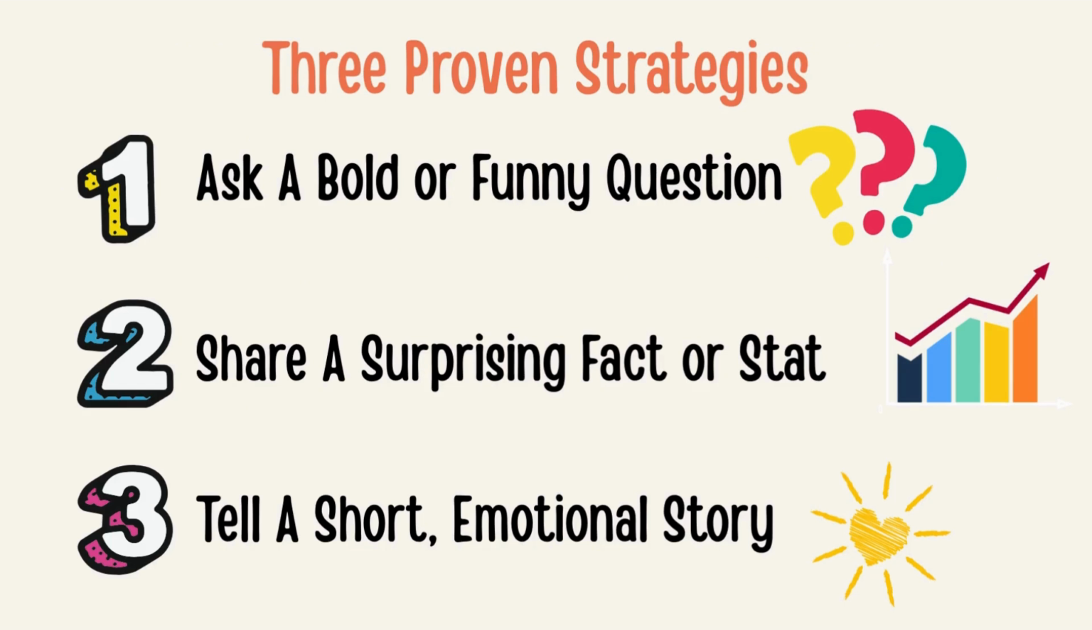So how do we actively and effectively gain attention? Here are 3 proven ways to gain attention in the first 10 seconds. 1. Ask a bold or funny question. 2. Share a surprising fact or statistic. Or 3. Tell a short, emotional, or relatable story. These methods work because they trigger curiosity, relevance, and connection. This approach follows the modality principle, narrating the strategies while keeping the screen visually clean to reduce overload.